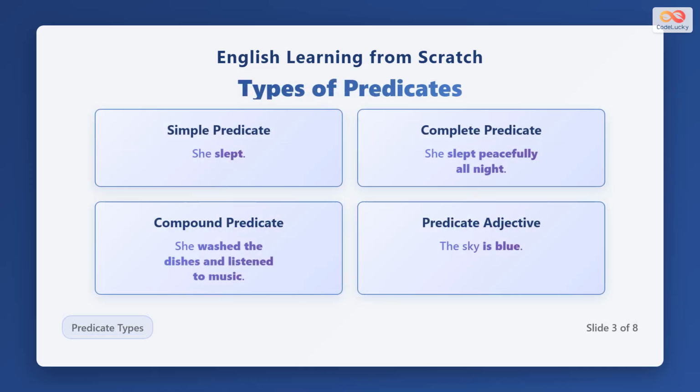There are different types of predicates. A simple predicate is just the main verb, like sleeps. A complete predicate includes the verb and all words describing the action, like sleeps on the mat. A compound predicate has two or more verbs or actions for the same subject, like wash the dishes and listen to music. A predicate adjective describes the subject and comes after a linking verb. A predicate noun renames the subject after a linking verb.